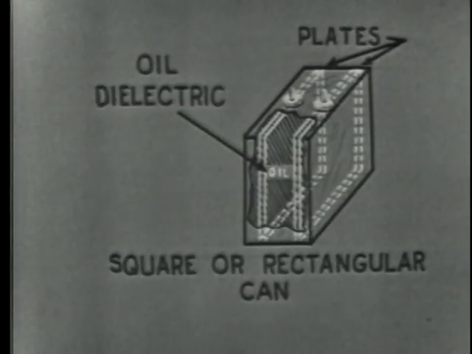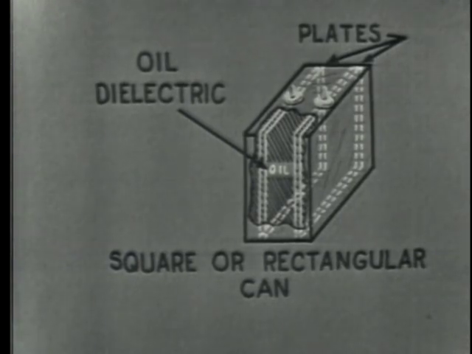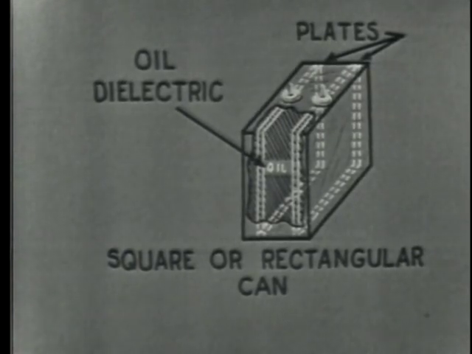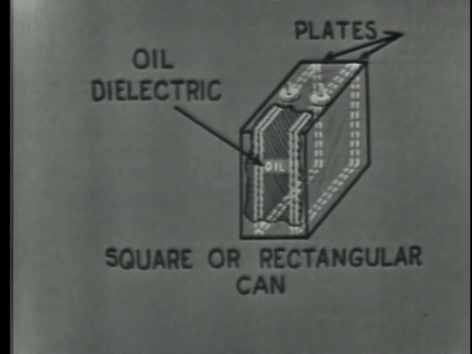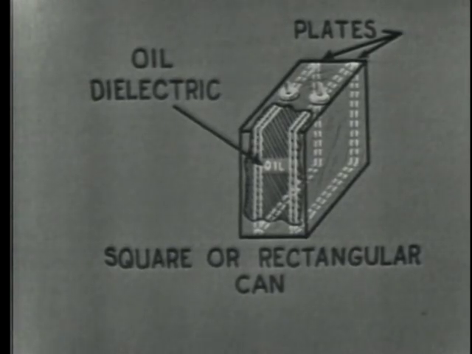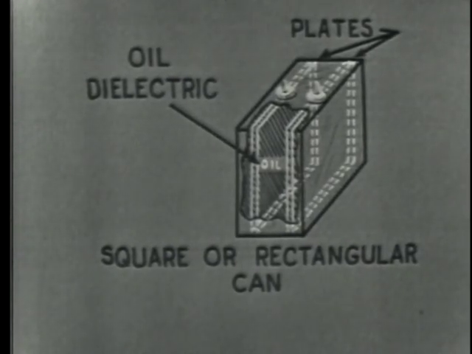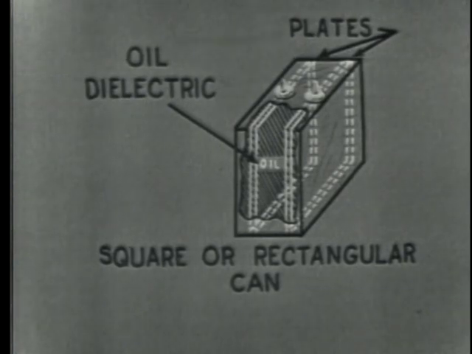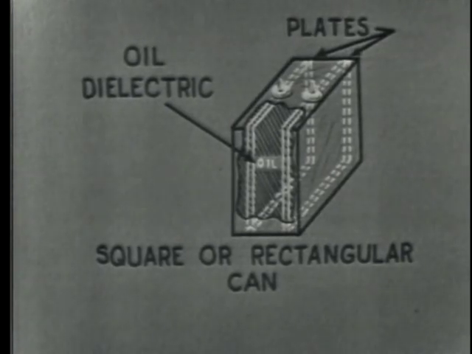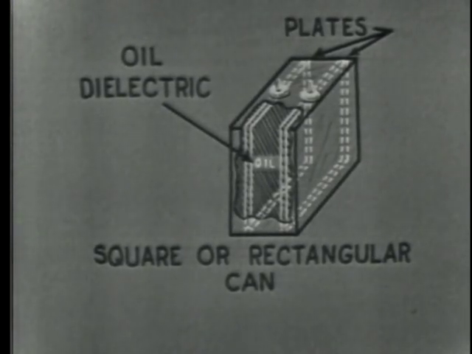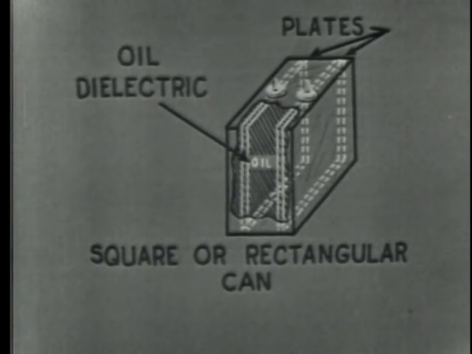Now, there's one other capacitor in a metal can which we should discuss. This one takes the shape of a square or rectangle. The square or rectangular capacitor uses oil for a dielectric. The oil dielectric capacitor provides all the advantages of the electrolytic type. That is, it has the same large capacitance and is reasonably small in size.